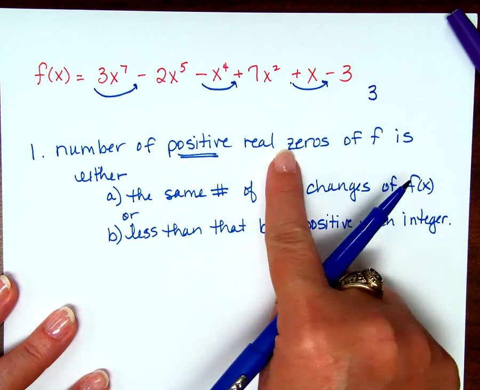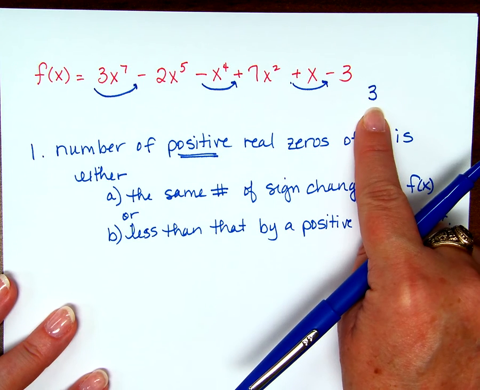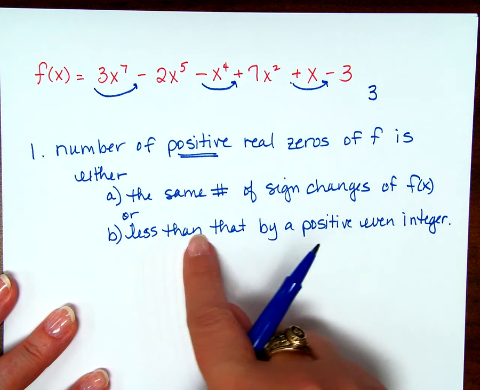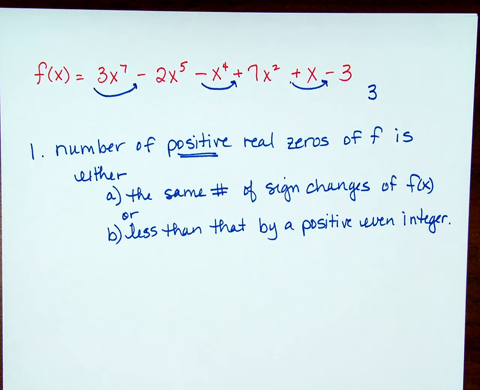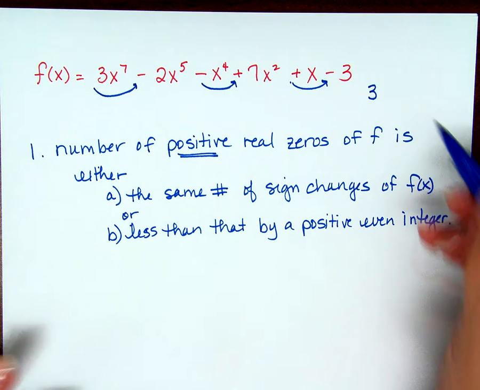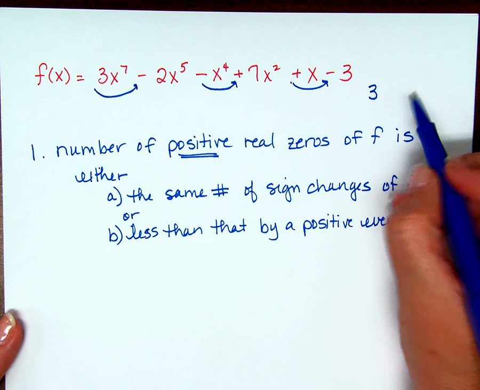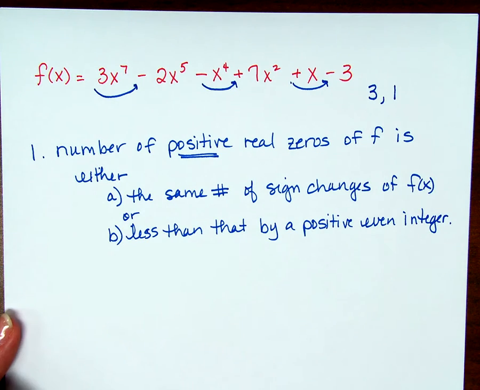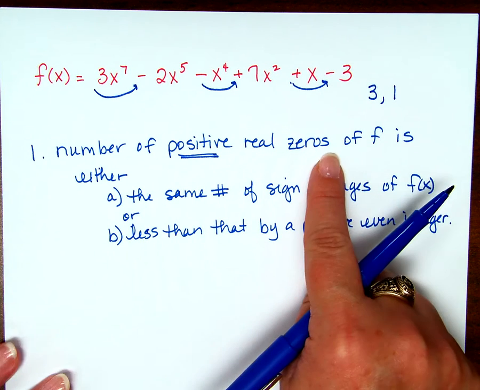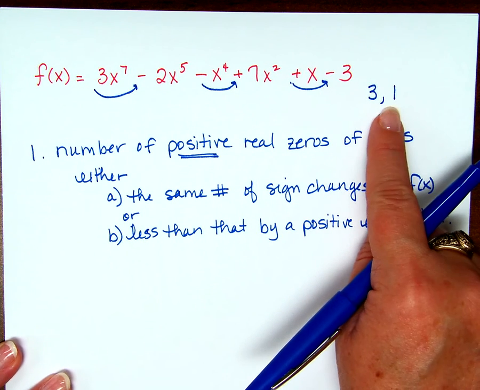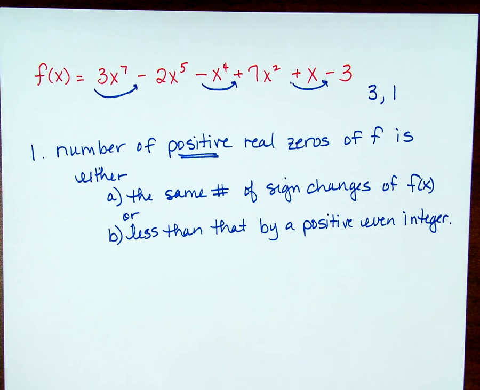So the number of positive real zeros is either 3 or less than that by a positive even integer. Guys, what's the most popular positive even integer? 2. So less than this number by 2. Well, what's this number minus 2? 1. So if I ask you how many positive real zeros this has, it either has 3 or 1. Now, it doesn't tell us what they are, but it tells us how many to look for. Does that make sense? Okay.